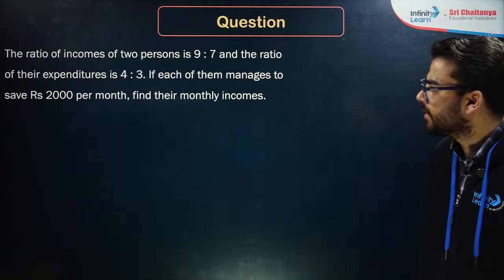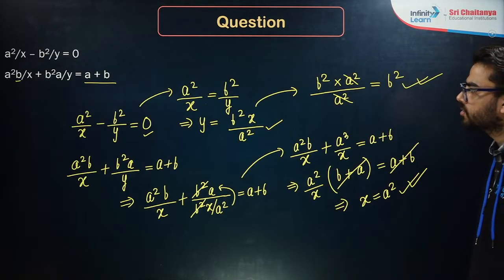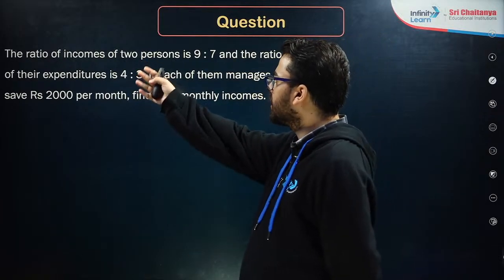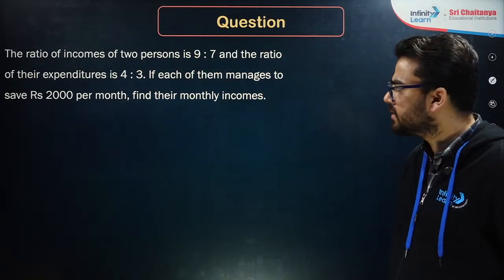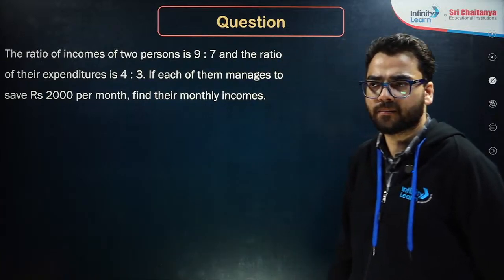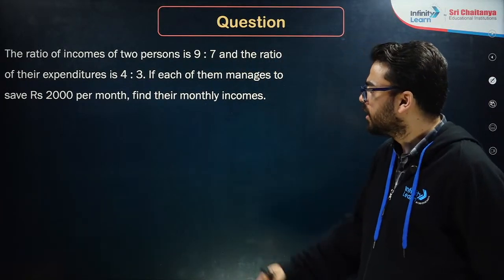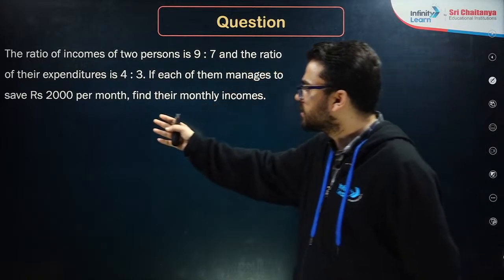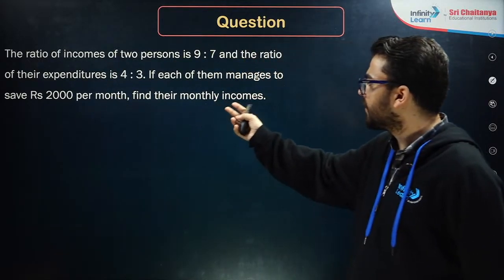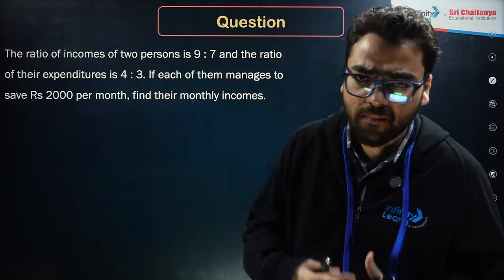चलो फिर देखो, ये दो तीन कुछ questions हैं जो important है, वो हमें करने हैं. इसको try करते हैं guys. The ratio of incomes of two persons is 9:7 and the ratio of their expenditures is given over here. So if each of them manages to save rupees 2000 per month, find their monthly incomes. तो ये सारे important questions है.